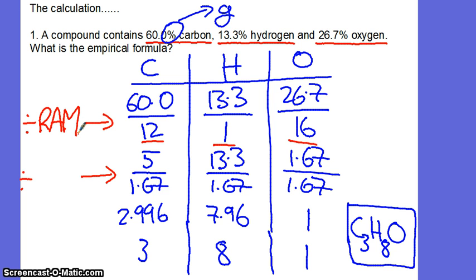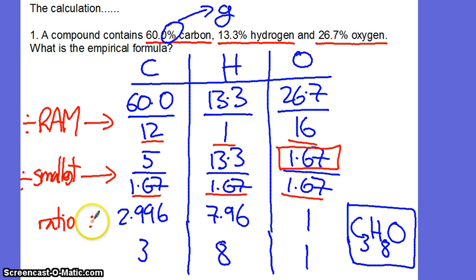The second division, well, where did this 1.67 come from? Well, actually, that was the answer up here. We divided by the smallest answer that we got from our first division. And that gave us our ratios here. You are actually getting the ratio here, but this here the ratio is in a much more manageable format. That is how we would do an empirical formula calculation. There are a few twists, and the next question shows you one of those twists.